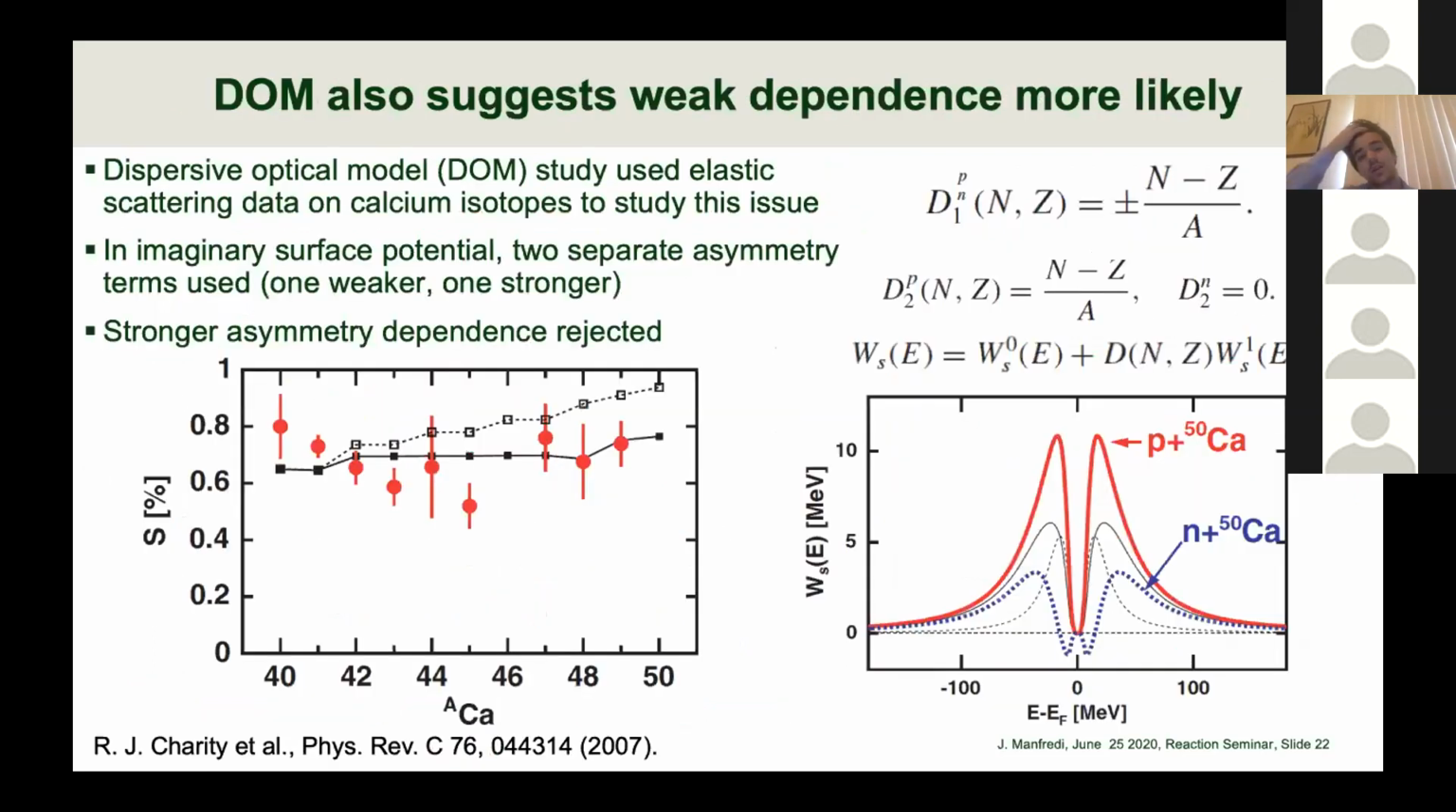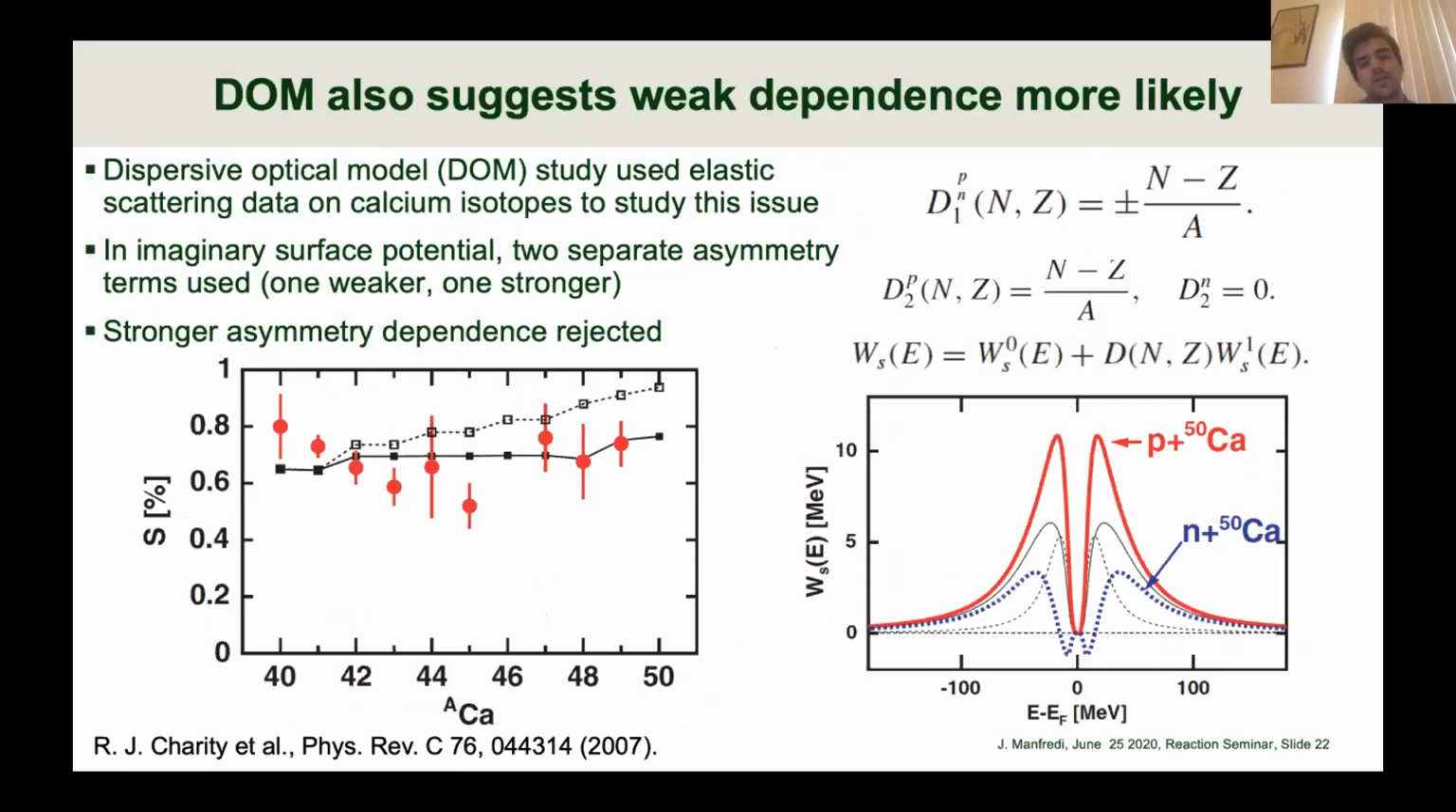We can look at other theoretical approaches like the dispersive optical model, or DOM. So they used elastic scattering data on a variety of calcium isotopes to fit their DOM, and argue that in terms of asymmetry dependence, the most important part is this imaginary surface potential. And they included two different asymmetry terms, one weaker and one stronger, to see what happens. And you can see that on the right. So here's the imaginary surface potential, and here are the two asymmetry terms.